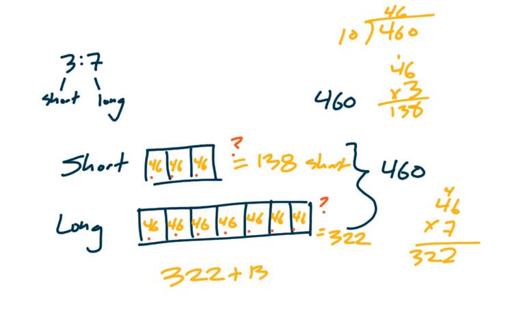Now, one thing we could do to check our work is to see if the 322 plus the 138, long sleeve plus short sleeve, if together those things equal 460 shirts in all. And in this case they do. So we can find out that she sold 138 short sleeve shirts, 322 long sleeve shirts, and thus we can find what the division is with the ratio of 3 to 7 for a total of 460 shirts in all.